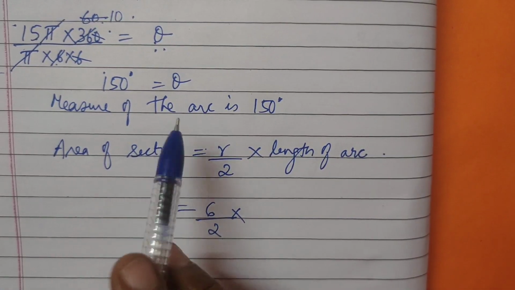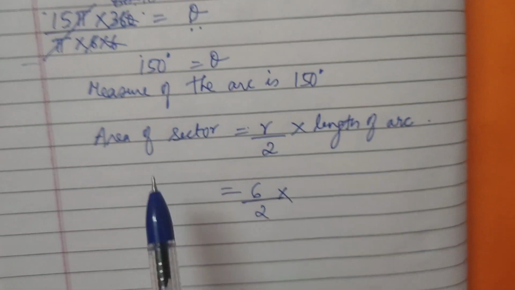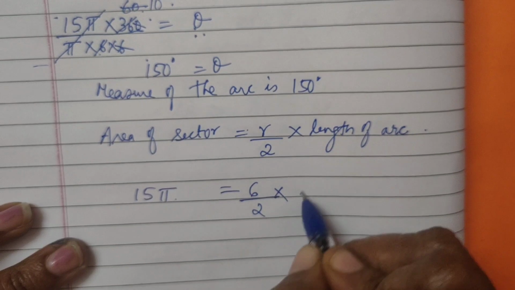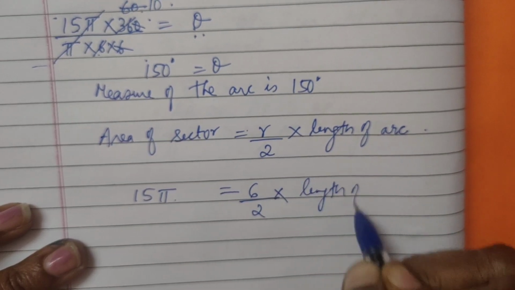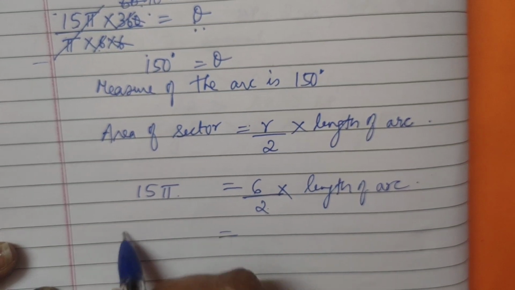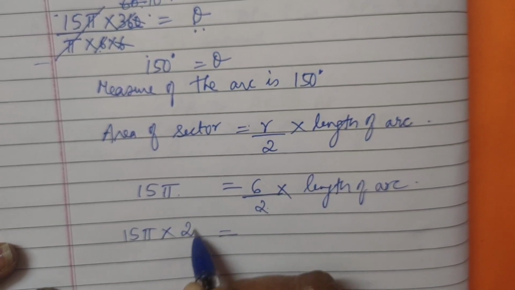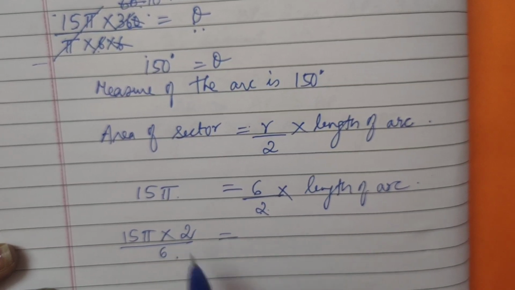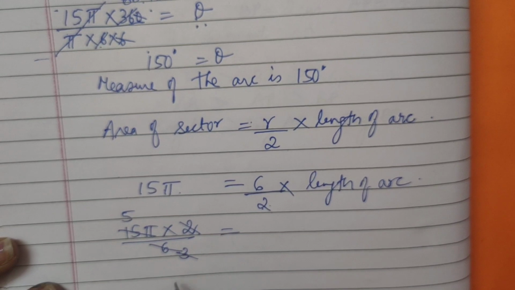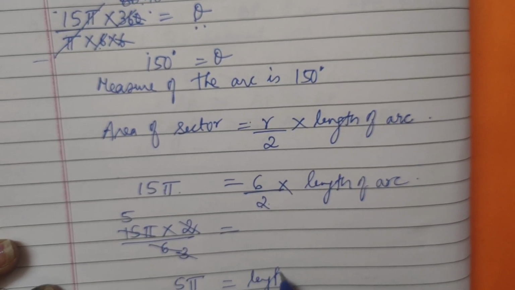So area of a sector is already given here, 15 pi. So we will write 15 pi in its place. Here we do not know the length of arc, so I am writing as it is. Now we can take it all to the other side. 15 pi is already there. This 2 comes here and 6 here. Right? 2 3s are 6 and 3 5s are 15. So we got 5 pi equals the length of the arc.